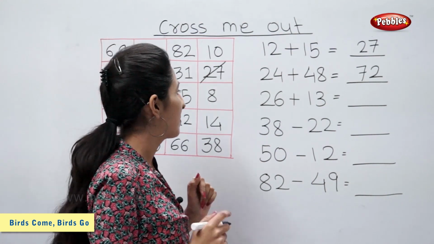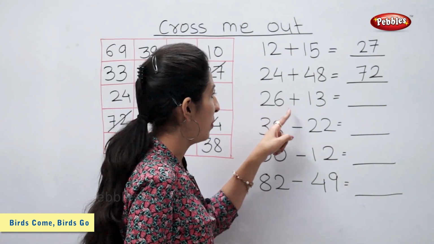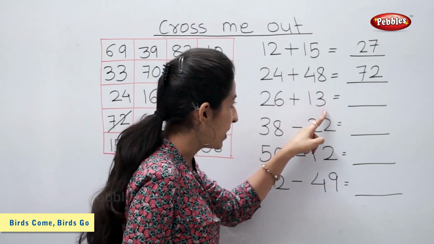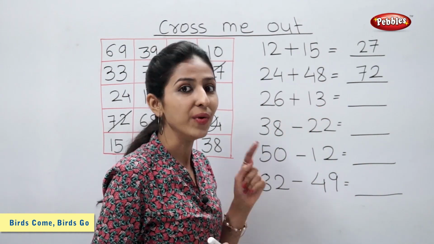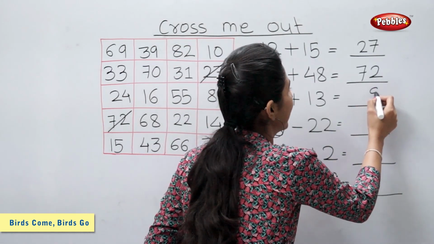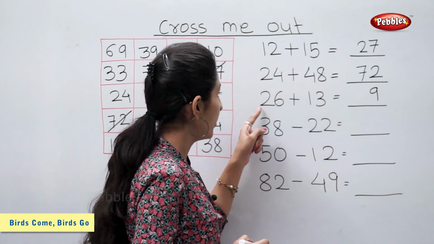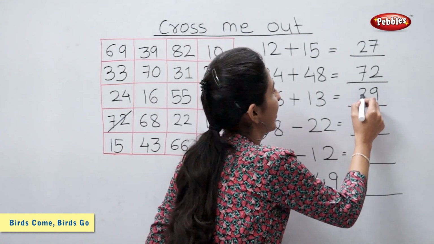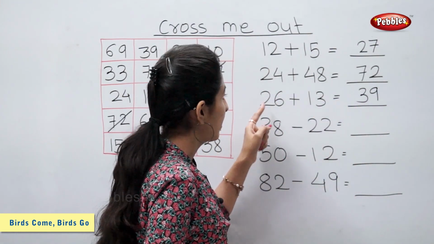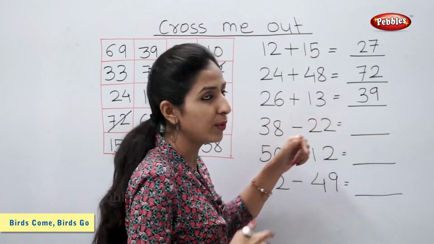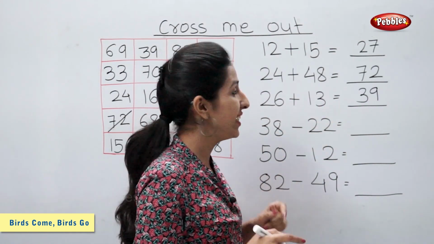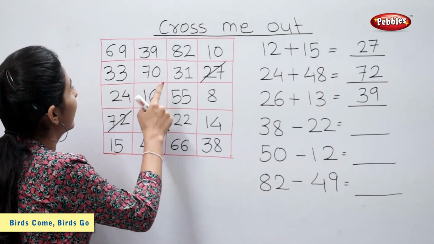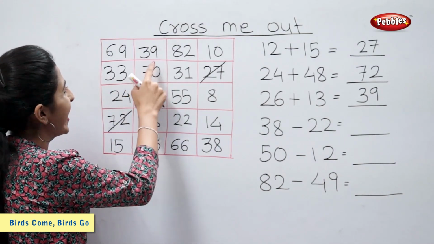Next sum. 26 plus 13. So 6 plus 3 is equal to 9. 2 plus 1 is 3. So 26 plus 13 is equal to 39. Let's find 39.